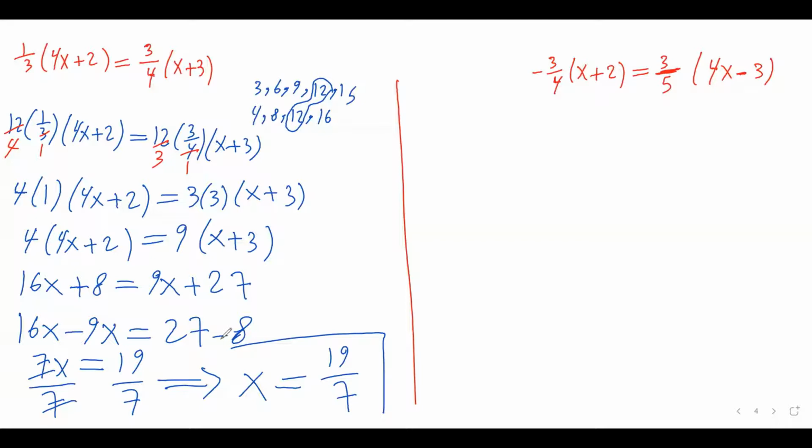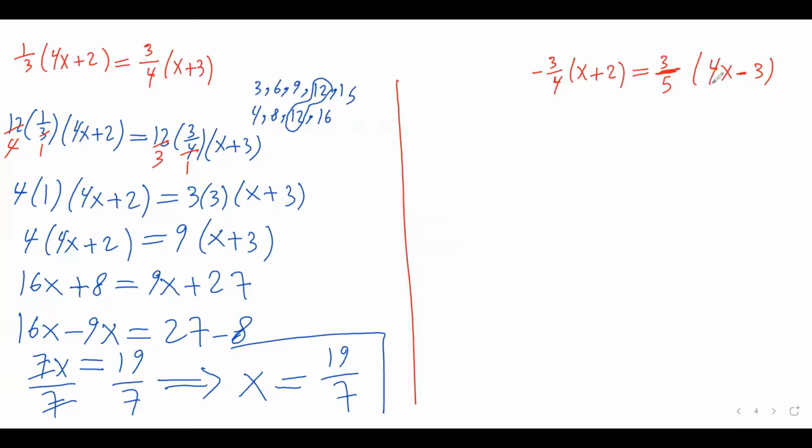Let's take a look at this one. I have negative 3 over 4 bracket x plus 2 equals 3 over 5 bracket 4x minus 3. Again, we have two fractions. We need to find the lowest common denominator. So the lowest common denominator between 3 over 4 and 3 over 5 is 20. Right? The lowest common denominator between 4 and 5 is 20.